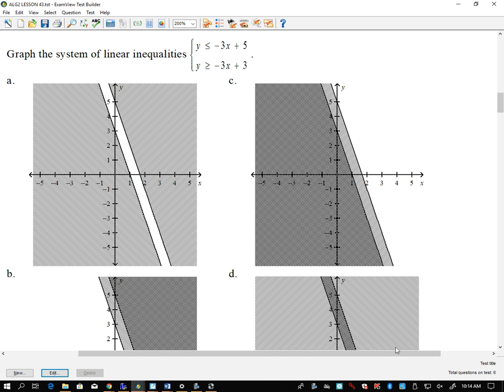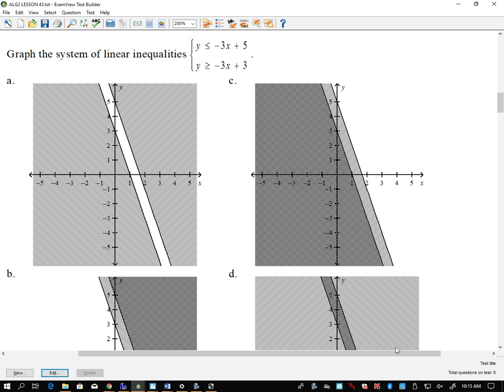Let's go to the next one. What kind of line is it going to be? Solid. Where's it going to start from? On the y-axis, and it's going to go down 3 over 1. Do they all do that? We notice that those two lines are parallel because they have the same slope but different y-intercepts. Now let's go back to our shading.